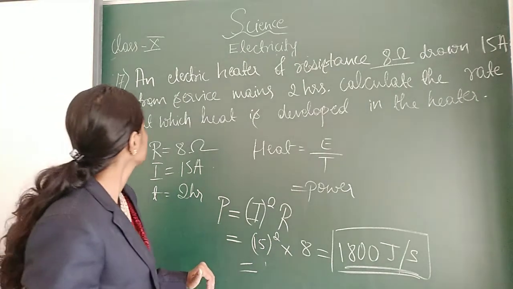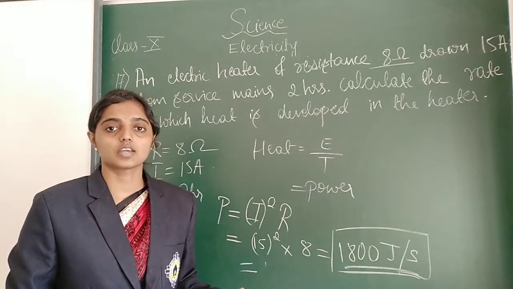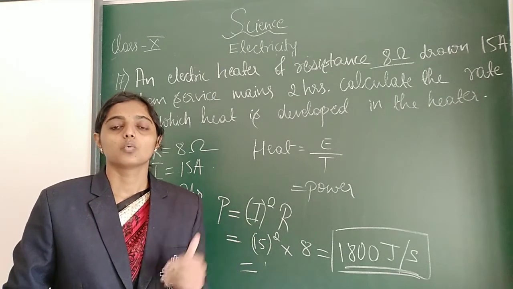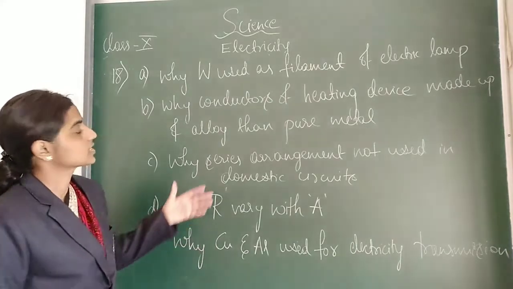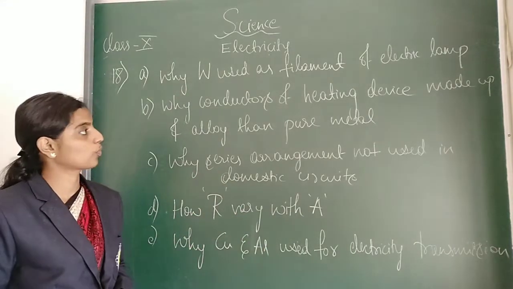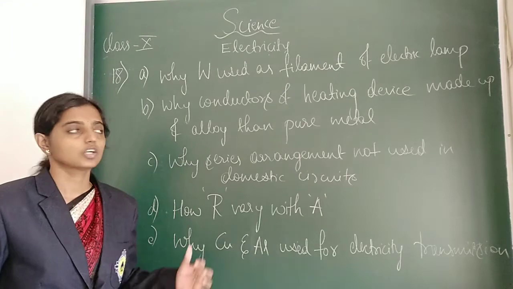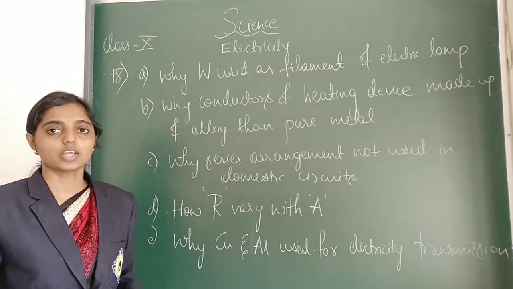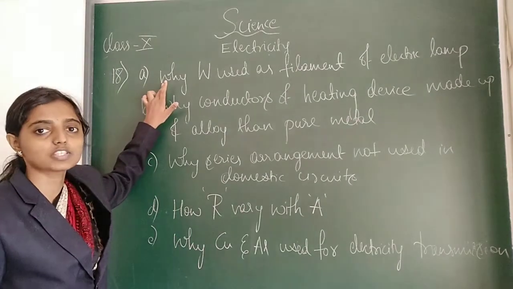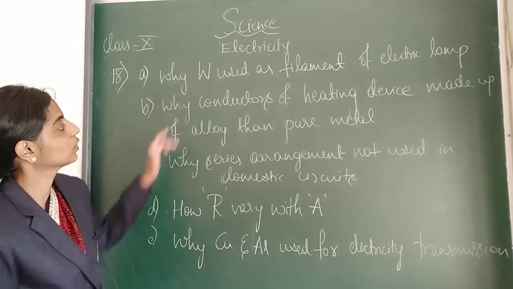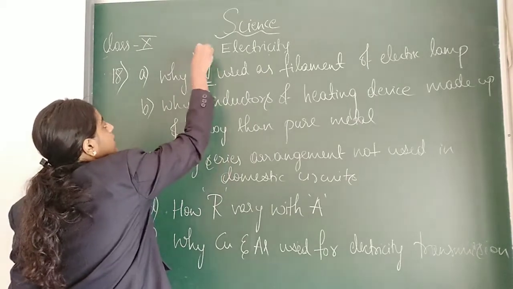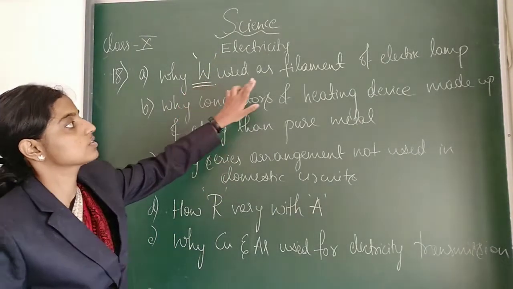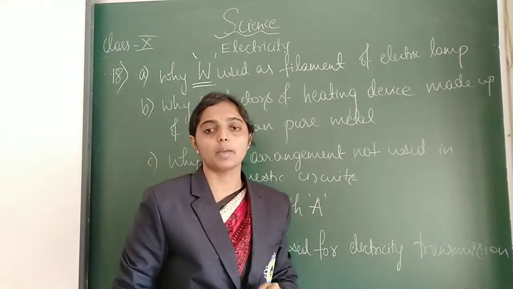Now let us solve the last question of this exercise, that is give reason questions. We have 5 questions and let us see one by one. So these are give reason type questions which we already learned while discussing these topics. Okay, so we'll just glance. Look at the first question. Why W? W means what? This is the symbol for tungsten. Why is tungsten used as a filament of electric lamp?